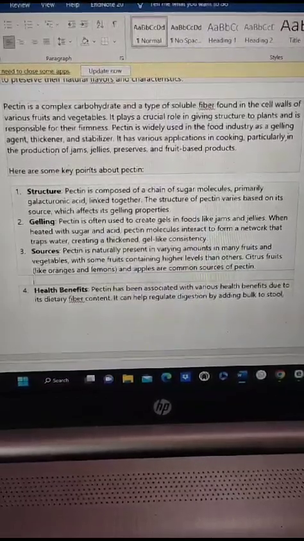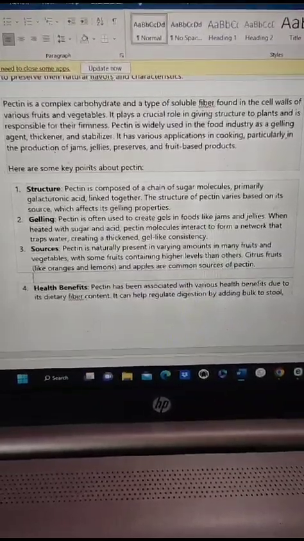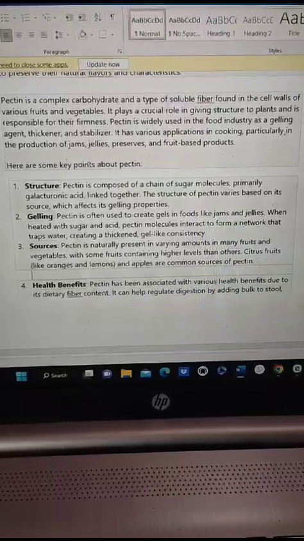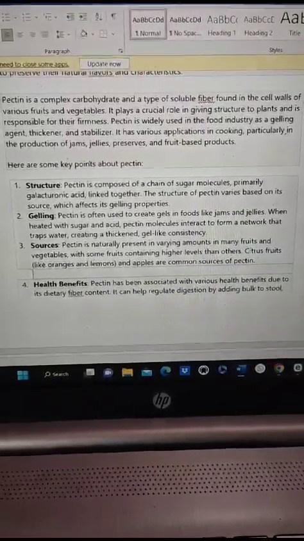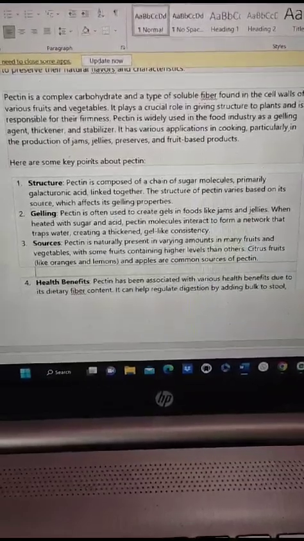Structurally, pectins are composed of long chains of sugar molecules, primarily galacturonic acids, which are linked together. The structure of pectins varies based on the source, which overall affects the gelling properties.